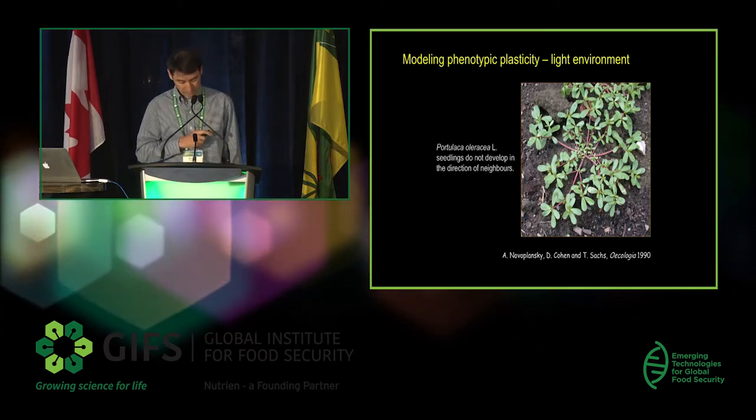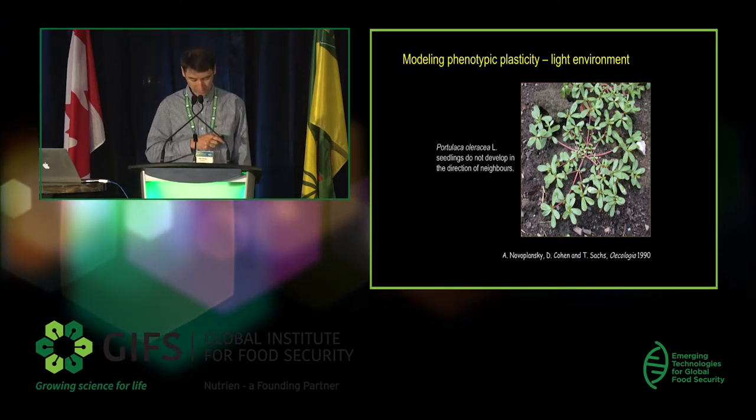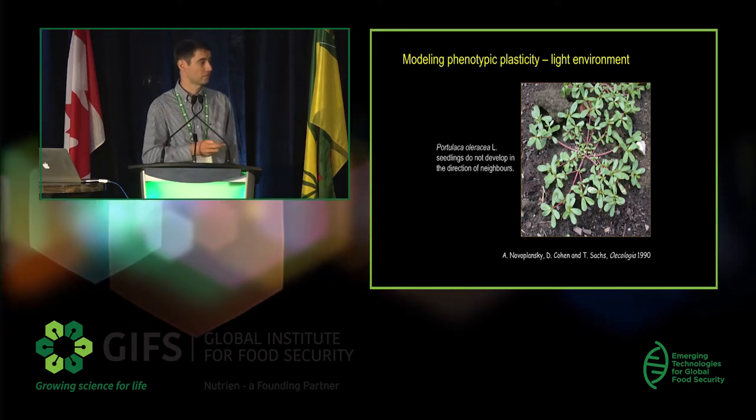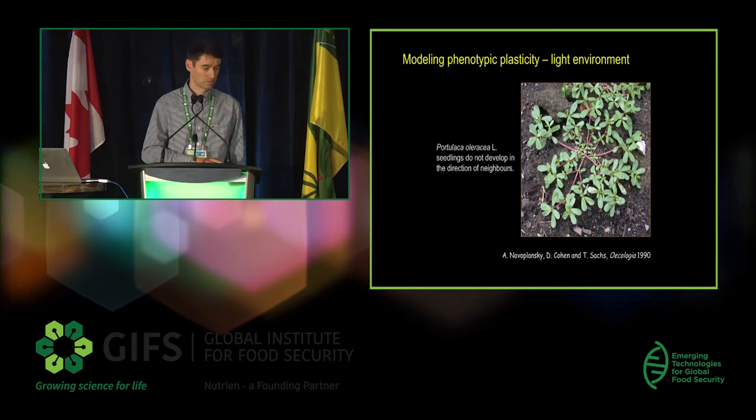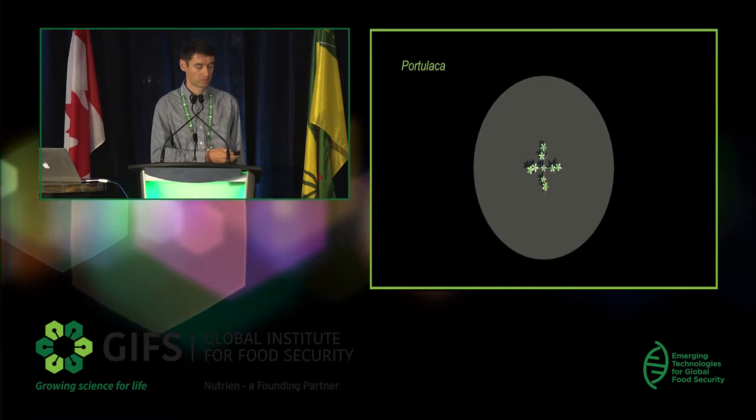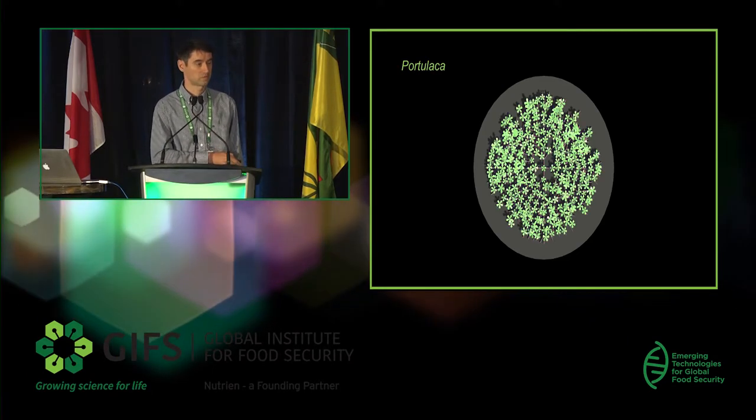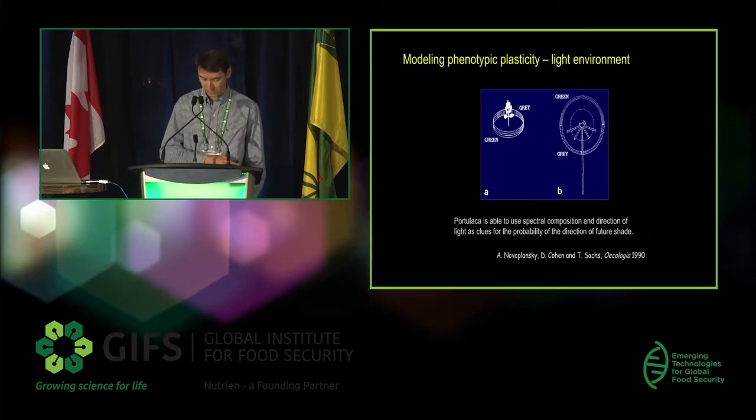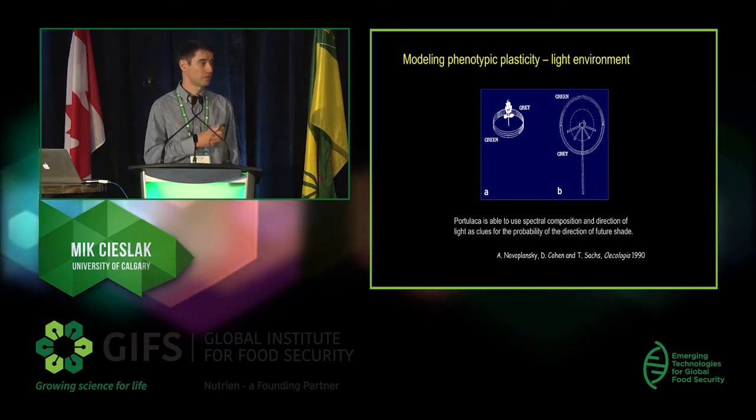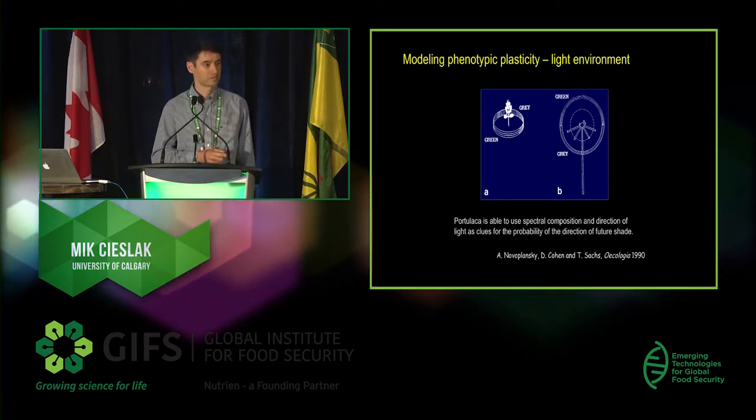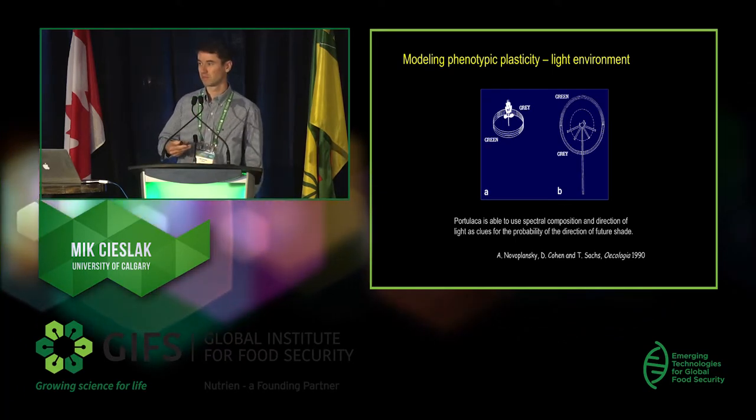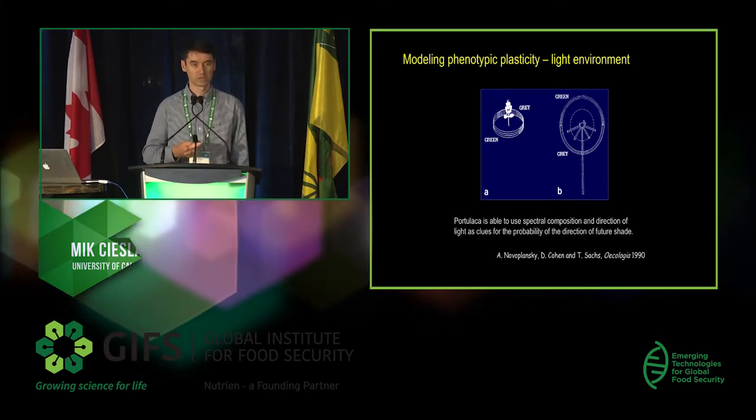So it's been observed that Portulaca oleracea seedlings do not develop in the direction of their neighbors. They basically sense the amount of light, and if they can sense a neighbor, they won't grow that way. So if we have a virtual plant model just growing in isolation, this plant will grow radially outwards and fill in the space. However, biological experiments suggest that Portulaca is able to sense the quality of light, the ratio of red to far red light, and is able to detect the presence of future shade or the presence of neighboring plants. So we can simulate that.